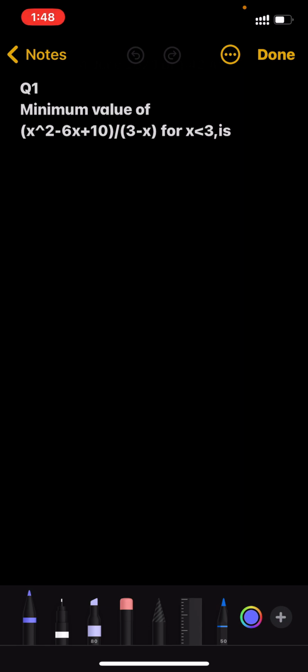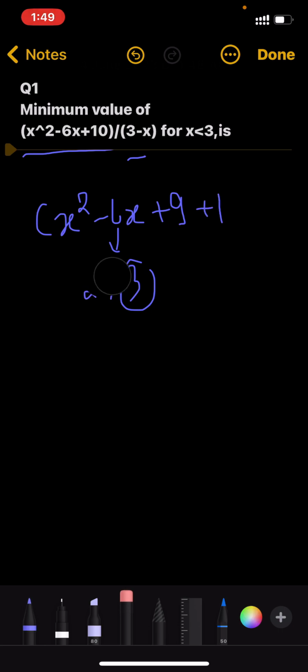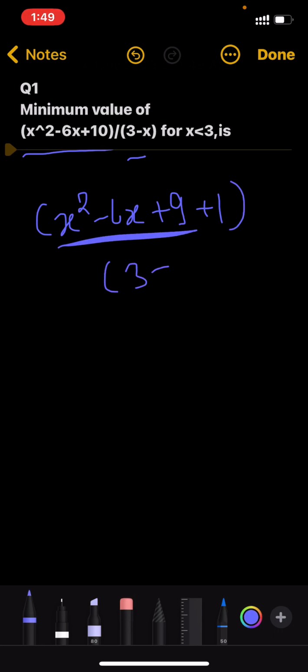What we can notice is this is somewhat like the pattern of (x minus 3) whole square, but in the denominator we have 3 minus x. So we'll try to convert this. This will be x square minus 6x, and 6 can be written as 2 into 3, so basically a square minus 2ab, where 3 means this will be 9. Now we had 10, so 10 can be written as 9 plus 1. This is the numerator part, rewritten like this, and we already had 3 minus x in the denominator. This we will write as 3 minus x, so that it gets cancelled.